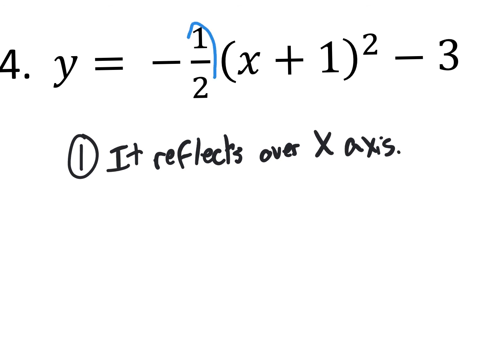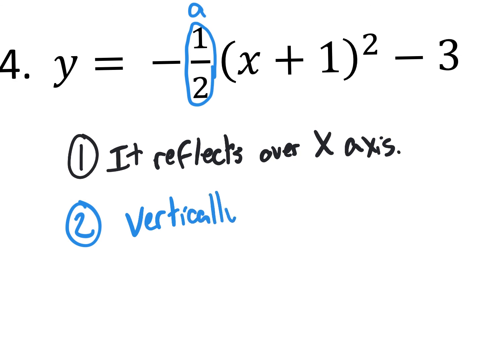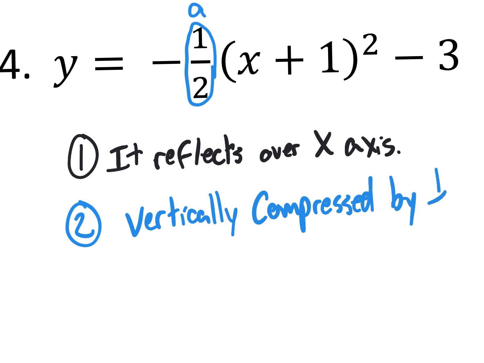Next thing to describe is the actual a value itself. We already dealt with the negative, so you don't have to deal with that anymore. You already said that it opens down by saying that it reflects over the x-axis. But what about the a value of 1/2? That means something. That means that it gets vertically compressed by 1/2. Again, if this would have been a 5, it would have been a vertical stretch. If it would have been a 3, a vertical stretch. But it's a fraction less than 1 that's going to cause it to vertically compress. That means that your regular U-shaped curve is going to get wider because your a value is 1/2.